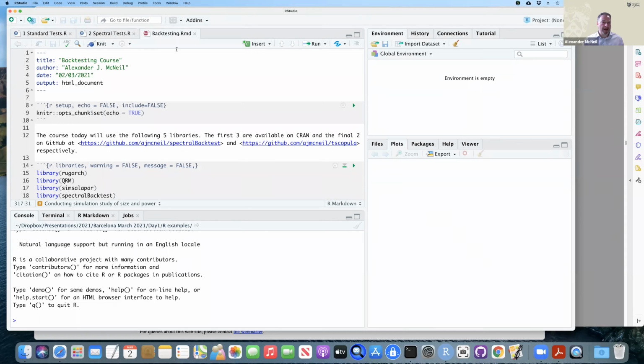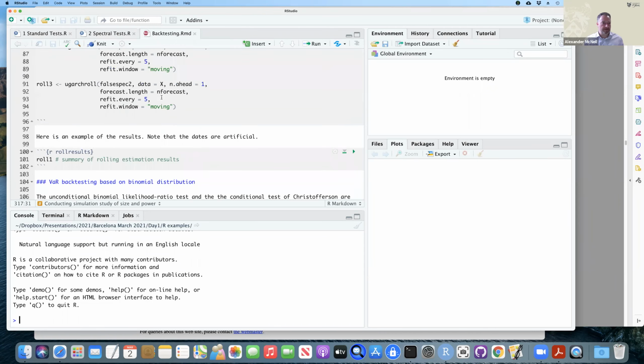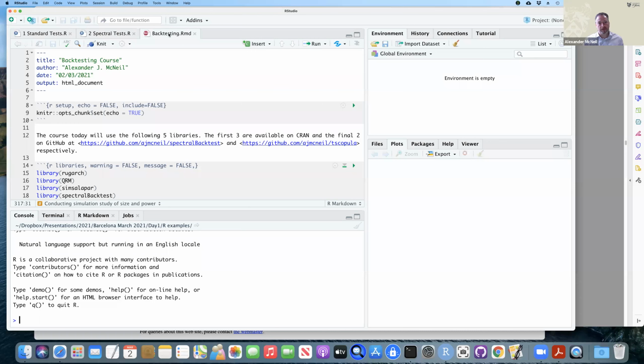So what I have distributed to participants is what's called an R Markdown script. And you can see what I've distributed. So if you have R installed on your computer and you double click on the backtesting RMD file, it will open up, and then you can knit it. So if you see, hopefully this is large enough. Joan, if you feel that there are problems with visibility at any point, just break in and tell me.